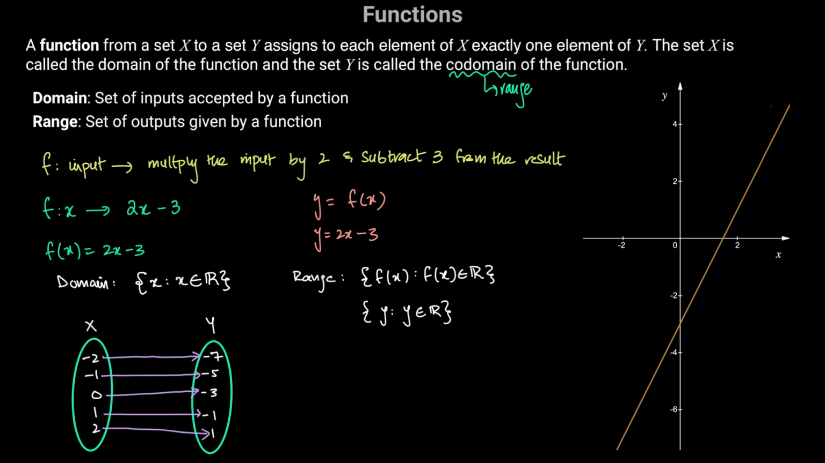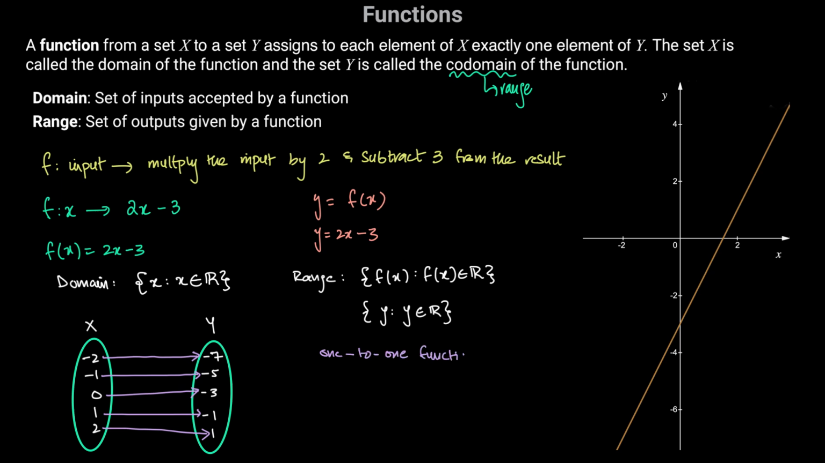However, what we also notice over here is that if we change the input, we get a different output. In other words, if the inputs are different, then the outputs will also be different. This type of a function is called a one-to-one function.